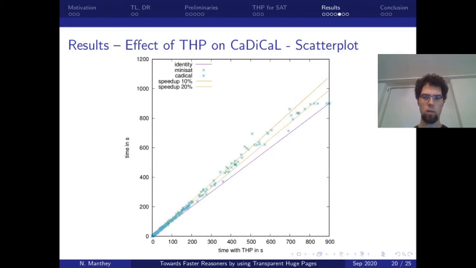Now in this plot it's hard to read what the actual speedup is, so we can add more lines to this. There are two more lines, again the identity line, which is the lowest one, and then one line representing a 10% speedup and another line representing a 20% speedup. You can see that even for some formulas and the CaDiCaL solver, there are speedups of more than 20%, as nicely seen in the middle of the diagram.